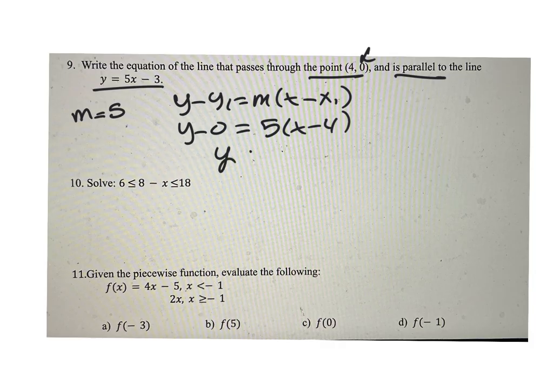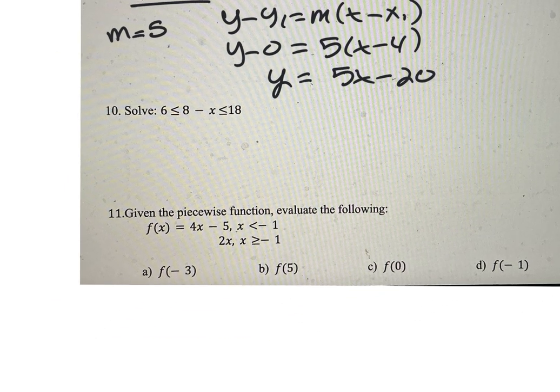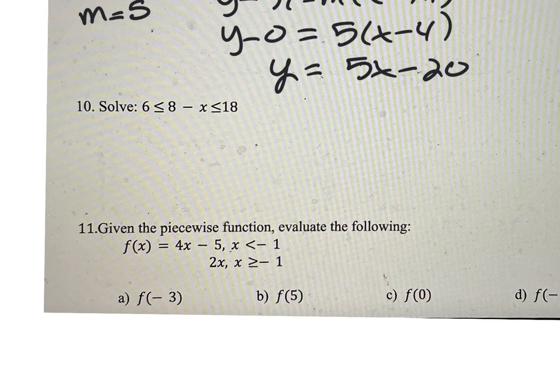So to finish up, there's nothing to move over from the y side. I'm just going to distribute the 5. I get 5x minus 20. And that's it. Number 10, solve this inequality.